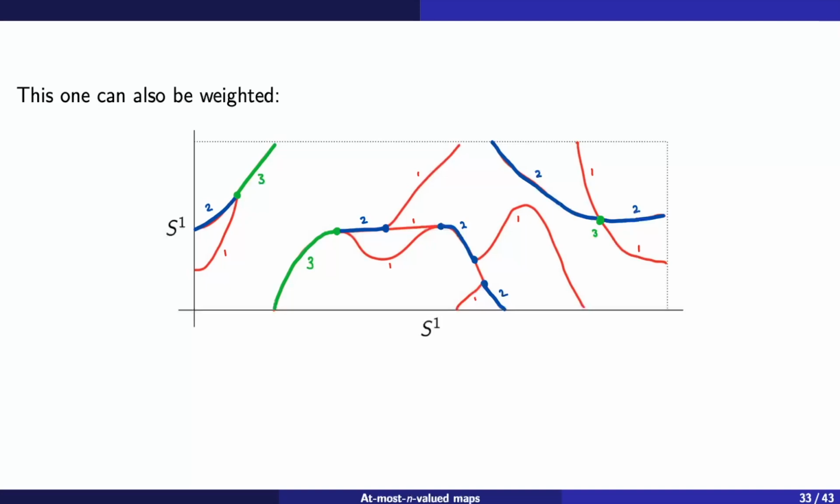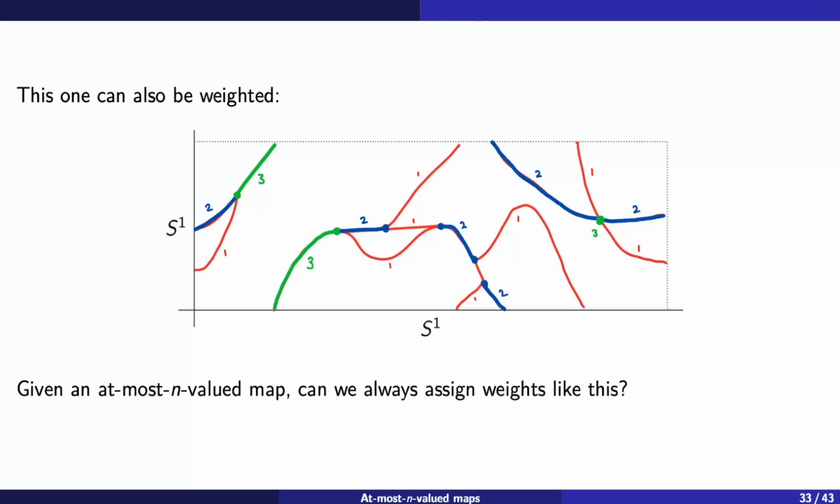But anyway, this particular one, you can draw the numbers. Now, when I'm saying all this, the notion should occur to you, maybe there's some weird ones where it's impossible to put the numbers in, right? The fact that it was possible to do this, it's not obvious that's always going to be possible to label the arcs in this way with the numbers, all right? So the question is, given an at-most n-valued map, can we always assign the weights in this way?